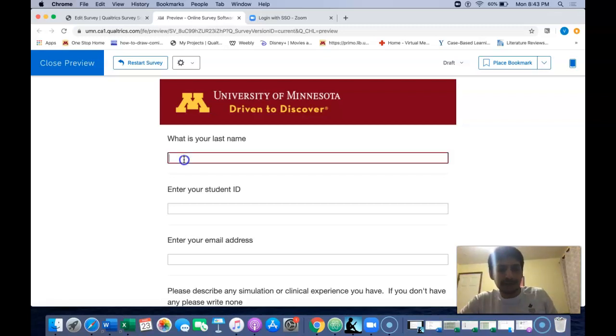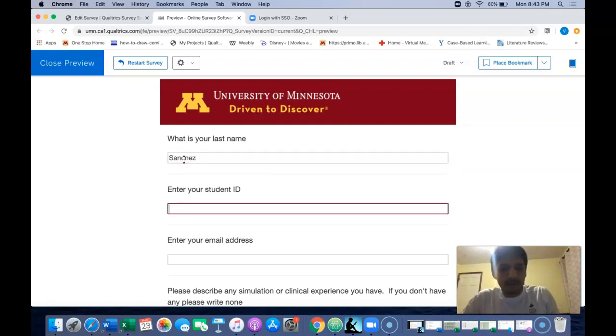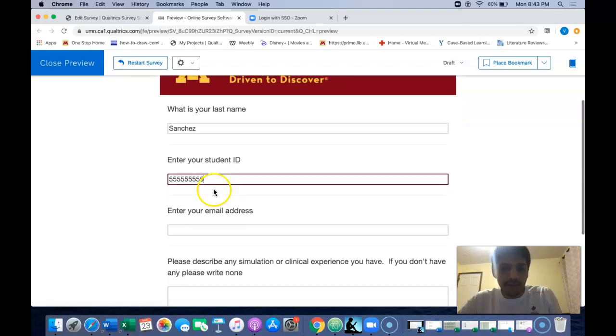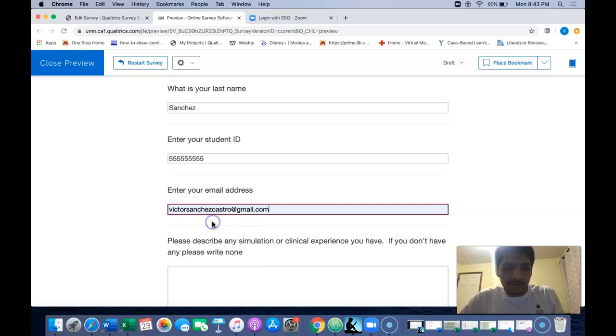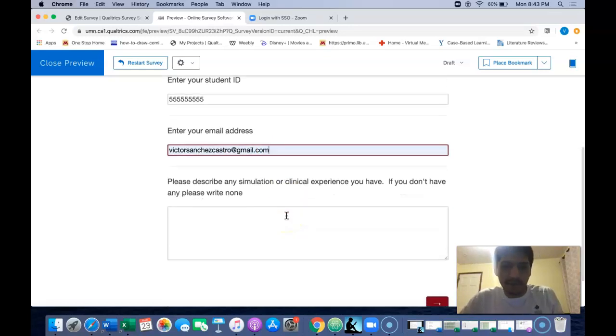So just to begin here, we'll fill out what is your last name. I'll use mine. Student ID, we'll just put any number on there. Right now I have it set up so that there are no validations and you don't actually have to answer anything. Ultimately, when I finalize this and roll it out, I would make some of these questions mandatory to answer. And I'll just use my email address. That's my home email address.